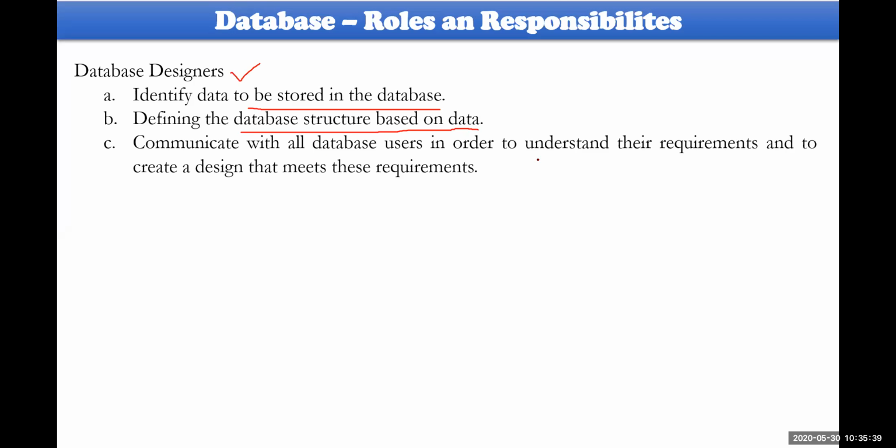Then, he also communicates with all other users. All other users in the sense, the database designers will communicate with analysts, programmers, or end users, whoever is in the lower order. He communicates with every person about the actual requirements of their duty and what kind of operations they may do, so that they will have some idea of how data will be entered or manipulated within their scope. So these are the three different types of roles and responsibilities of database designers.